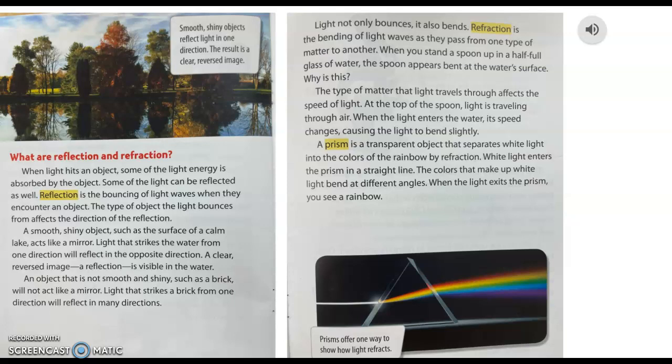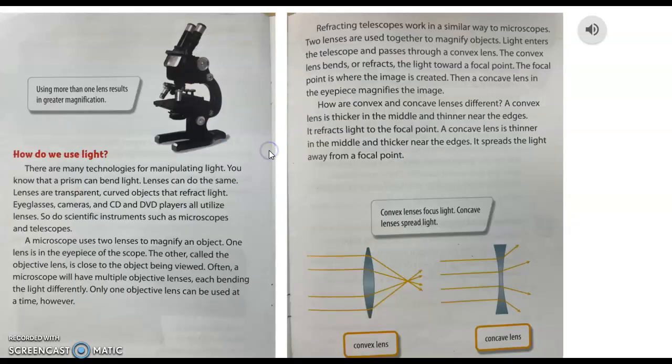A prism is a transparent object that separates white light into the colors of the rainbow by refraction. White light enters the prism in a straight line. The colors that make up white light bend in different angles. And when the light exits the prism, you see a rainbow. Prisms offer one way to show how light refracts. Using more than one lens results in greater magnification.